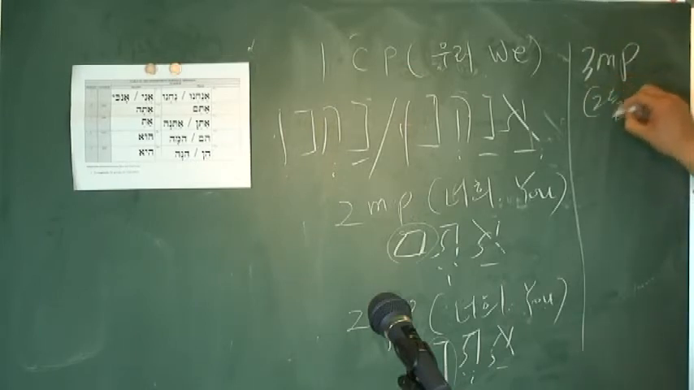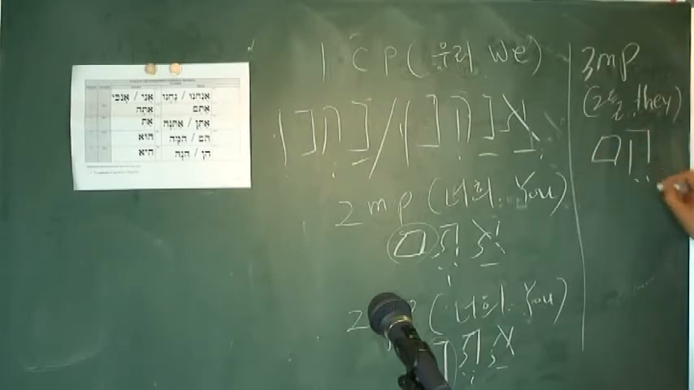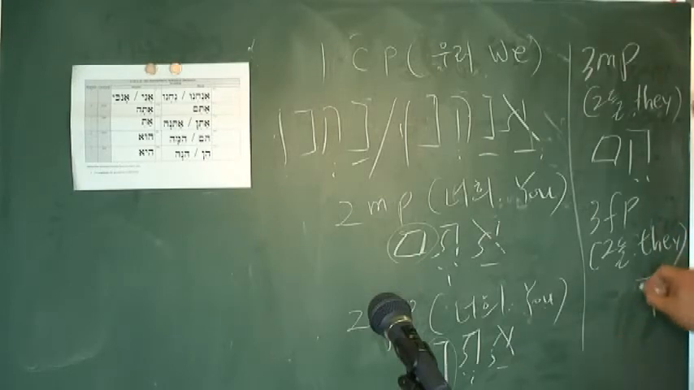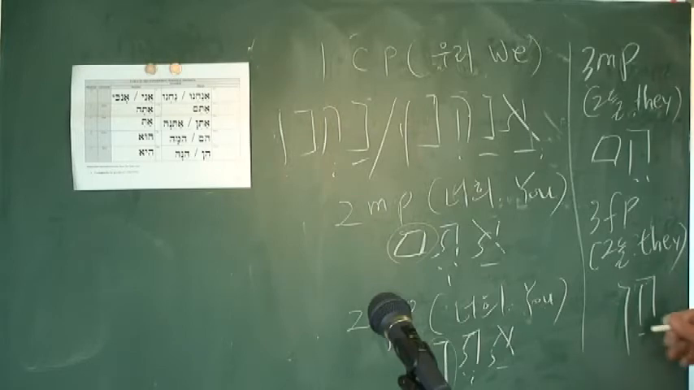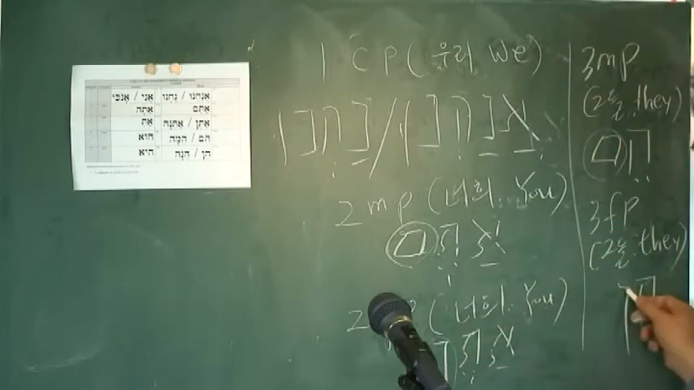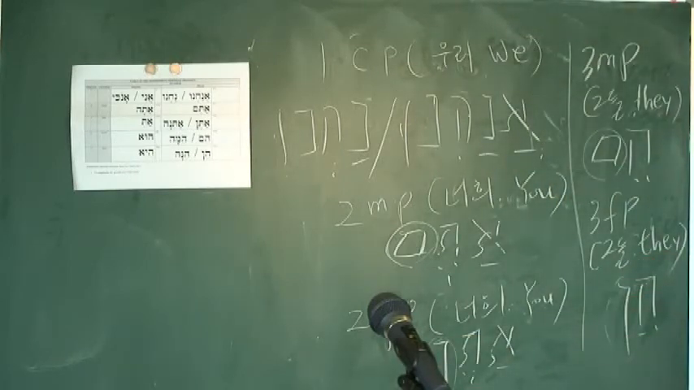The third person masculine plural they or these men is hem. The third person feminine plural, these women, is hen. The masculine forms of both the second person and the third person end with mem, and the feminine forms end with noon.